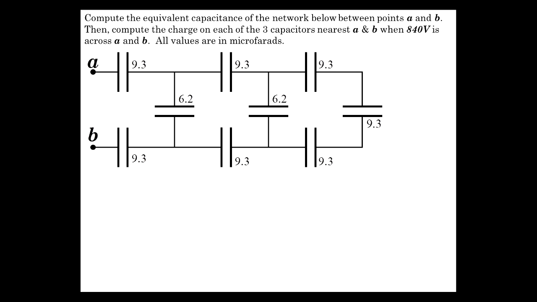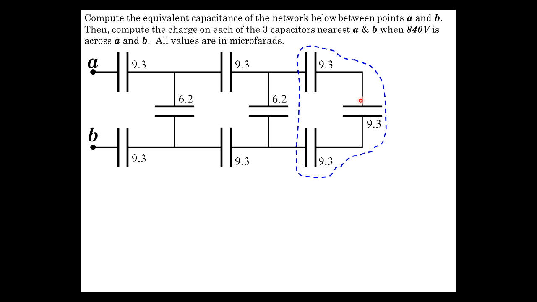So we're going to compute the equivalent capacitance between A and B, and then also what's the charge on the three capacitors nearest A and B, these three capacitors, when 840 volts is applied to it. All right, so when we reduce a network down, we have to start on the outskirts. And so here's the outskirts, so to speak, of this network.